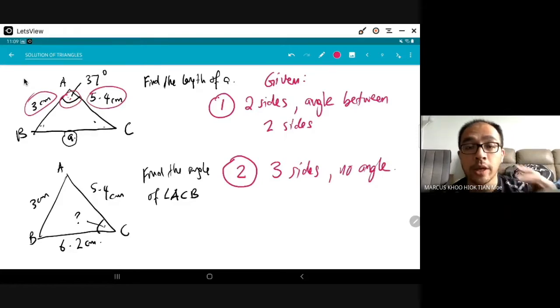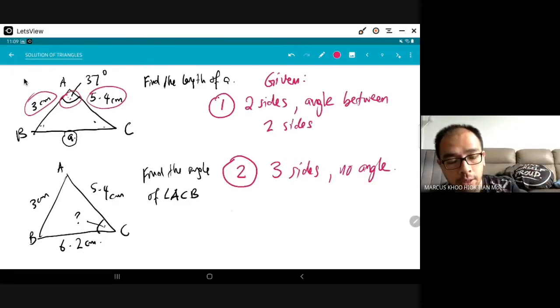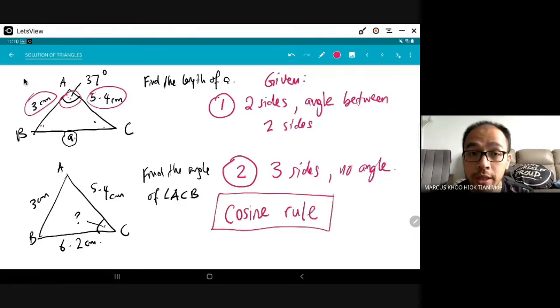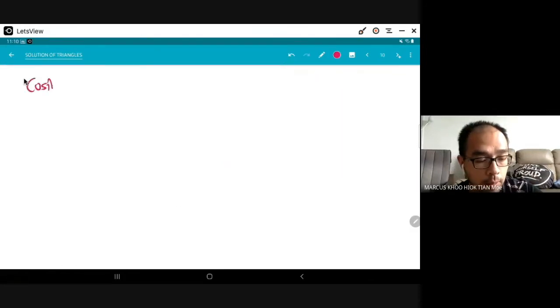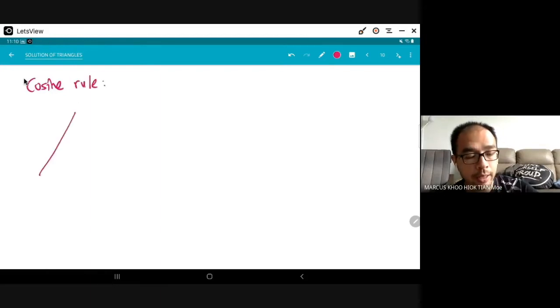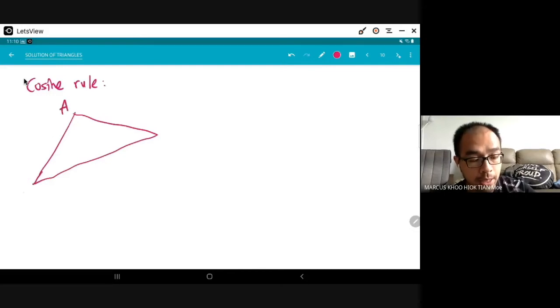Now in these two situations, we have to use a different rule, and this rule is called the cosine rule. So let's introduce the cosine rule to you. I'm going to use the same triangle that we always use. This is angle A, this is angle B, this is angle C. This is side A, side B, side C.